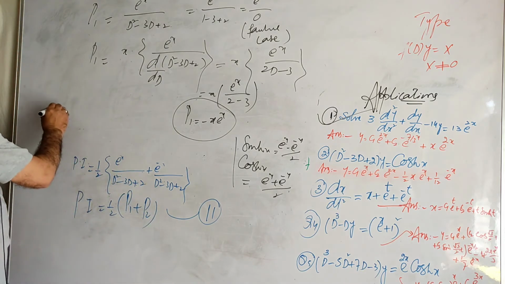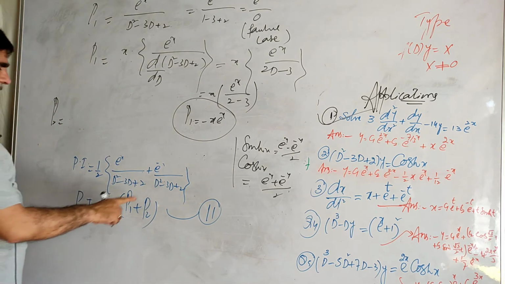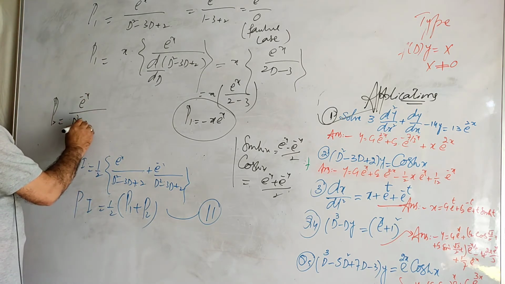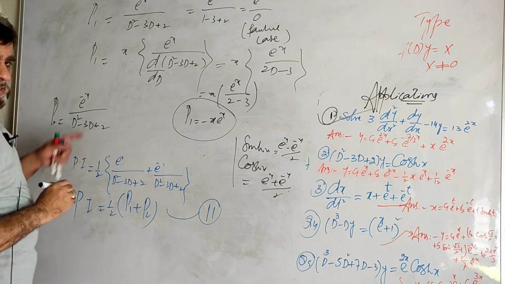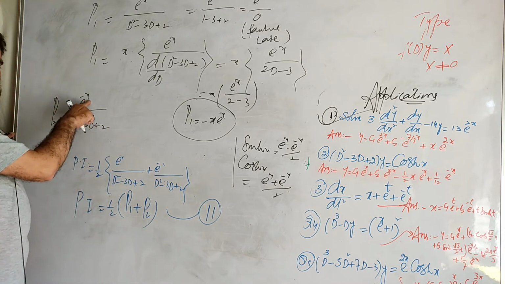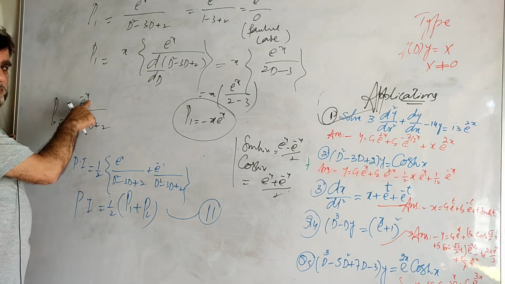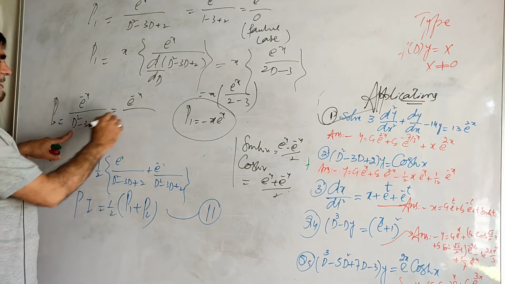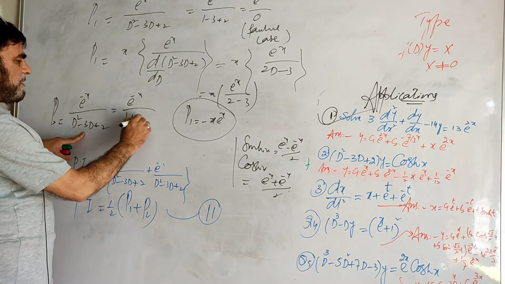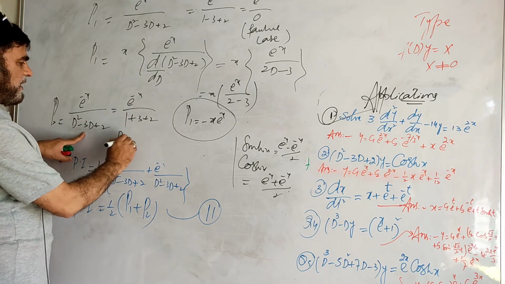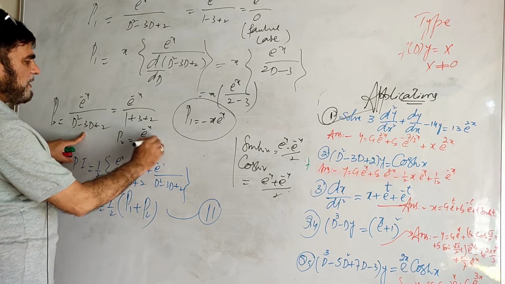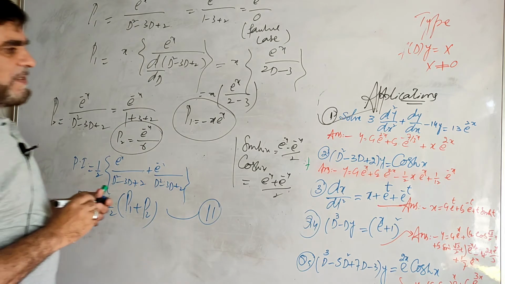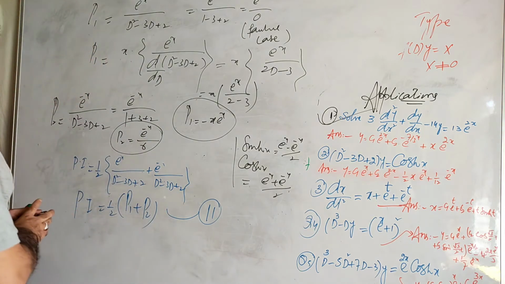Now what is my p2? For p2 I have to find e raised power minus x by d square minus 3d plus 2. Let me put in the coefficient of x in the exponent, which is minus 1. It is e raised power minus x, and putting minus 1 gives 1 plus 3 plus 2. So p2 is defined. It is e raised power minus x by 6.